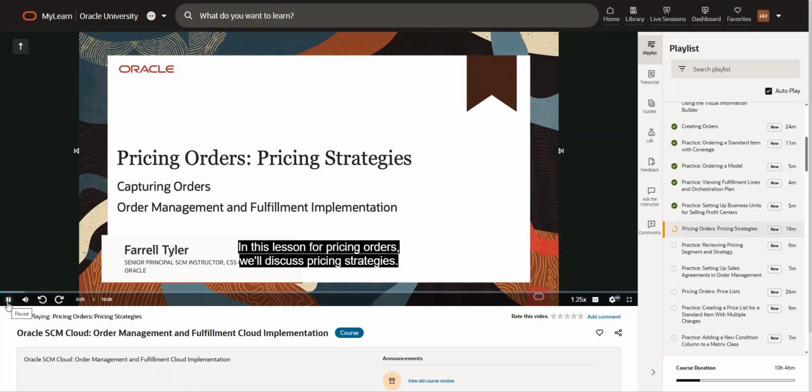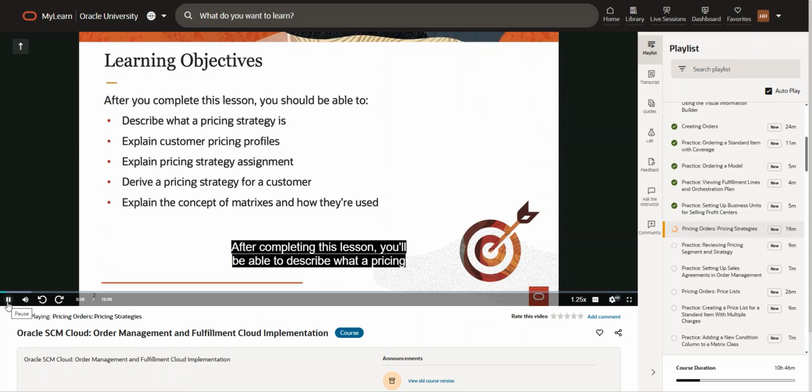For pricing orders, we'll discuss pricing strategies. After completing this lesson, you'll be able to describe what a pricing strategy is, explain what customer pricing profiles are, talk about how pricing strategies get assigned, figure out how a pricing strategy is determined for a customer, and explain what matrices are and how they're used in pricing.